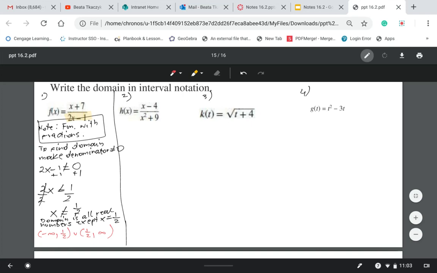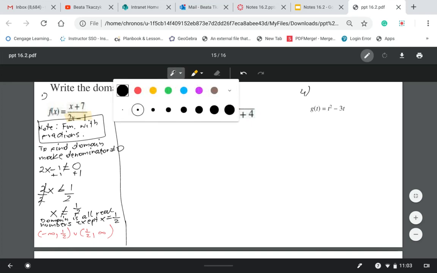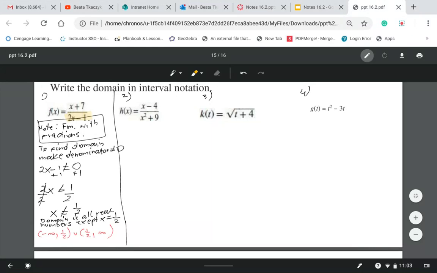Number 2 is a little different. It's also a function that has a fraction, so I'm going to use the same information. To find the domain, I make the denominator not equal to 0. Again, when we see fractions, we set up the denominator, which is x squared plus 9, not equal to 0, and try to solve for x.